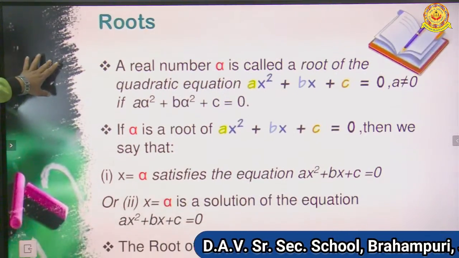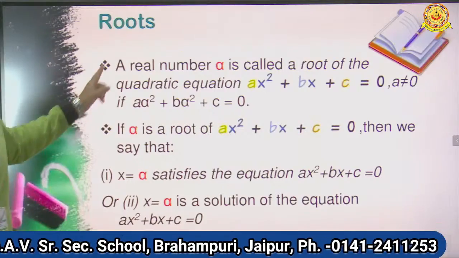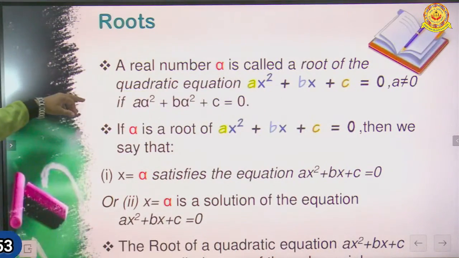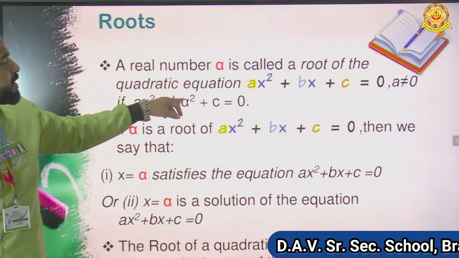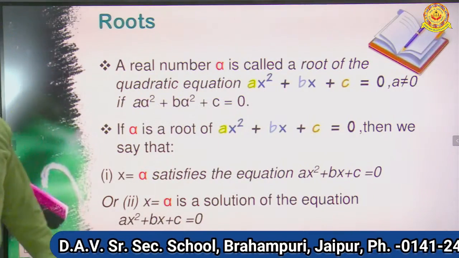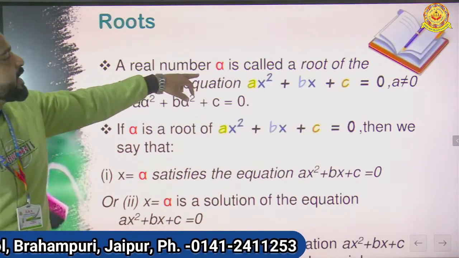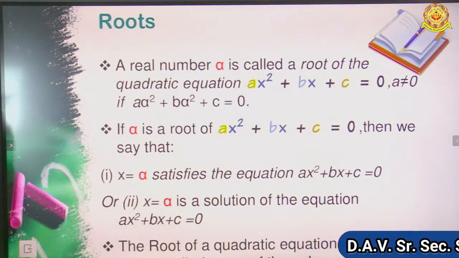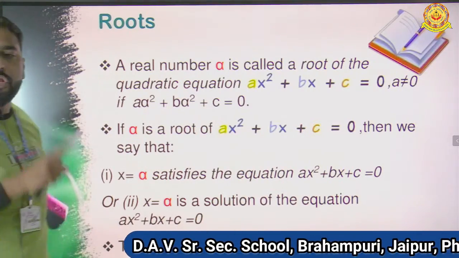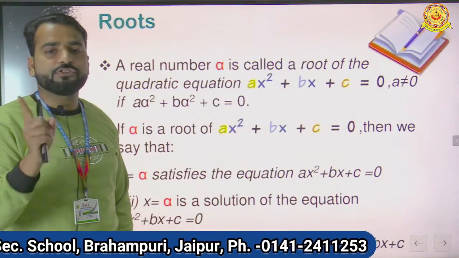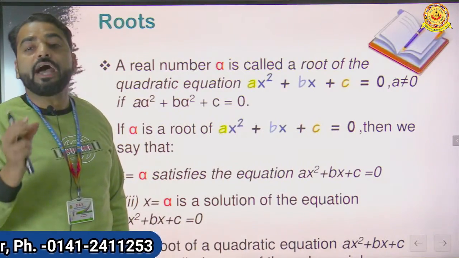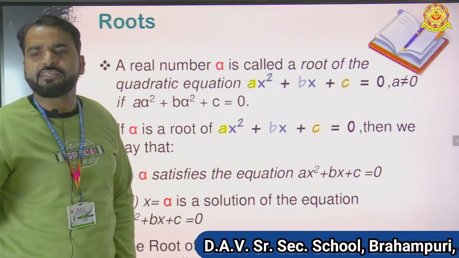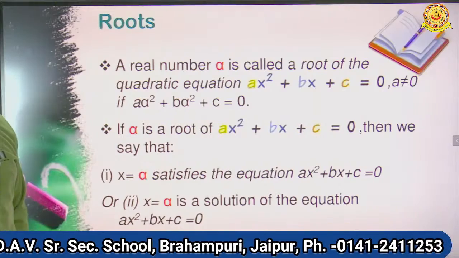Now a real number alpha is called a root of the quadratic equation ax² + bx + c = 0, where a is not equal to 0, if aα² + bα + c = 0. Now he is saying that if we take any real number alpha which is a root of the equation, x = α, that means alpha is the root of the equation. Here alpha does not stand for any other value, alpha is the x value. It can be any real number: 2, 3, 5, 7, minus something. So alpha is actually a numerical value.